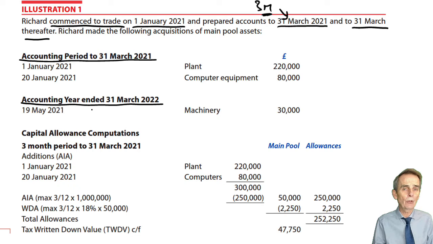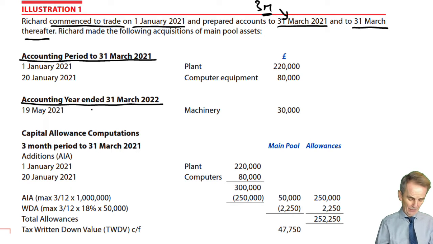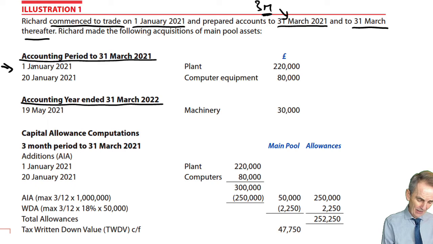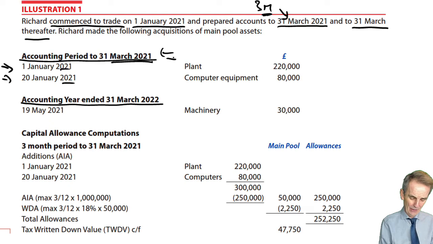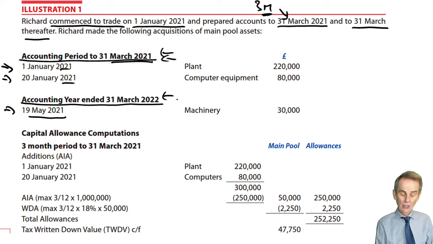What a question could do, of course, is just give you a list of expenditure without dividing it up between the accounting periods. That's what you've got to do. So you could have seen a list that said the 1st of January 21. Well, that's in the 3-month period to March, so you'd allocate to this accounting period. 20th of January 21. Again, it's in that 3-month period. You allocate to this period. But the next one is the 19th of May 2021. Well, that's not in the 3 months to March, so it would be allocated to this period. So I've given you there each accounting period with the purchases for that period listed.